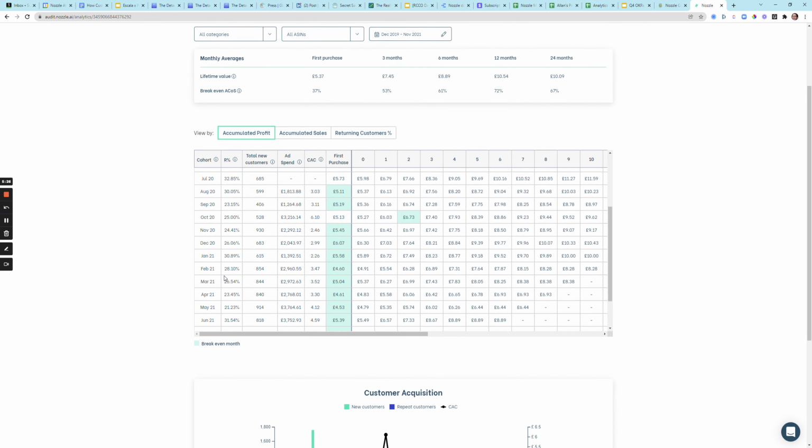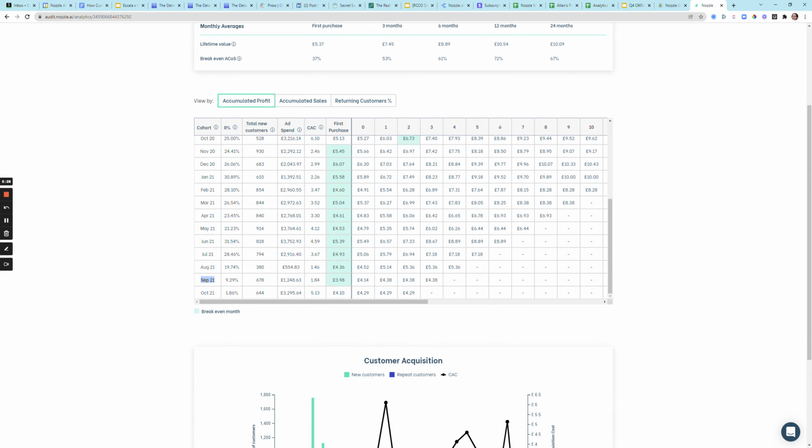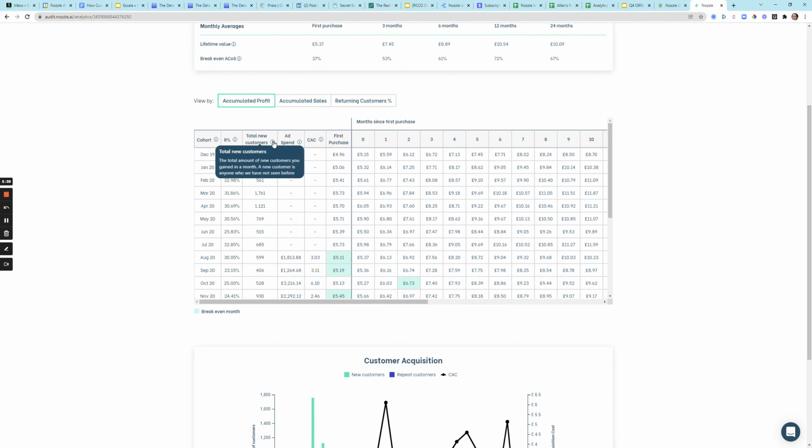So yeah, you need to just read that in context, that if it's a newer cohort, especially a very new cohort, you can't read much into that retention rate simply because they haven't had as much time as the older cohorts to buy again. Total new customers.